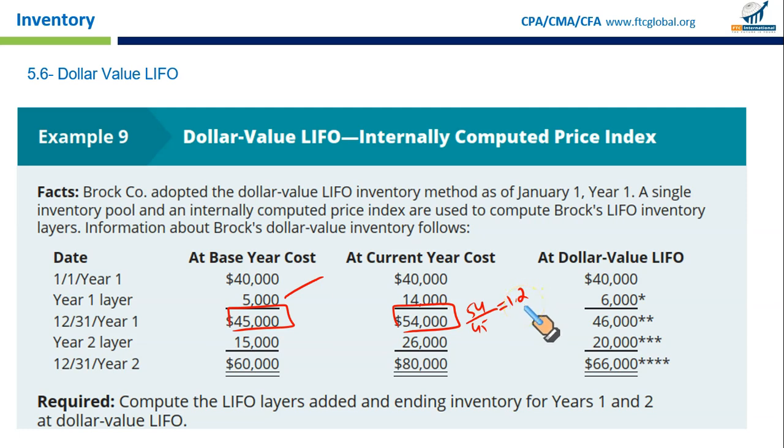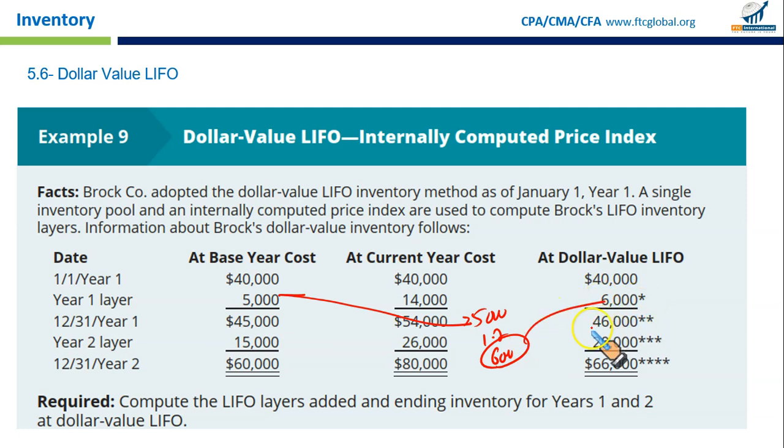So what we're going to do is take this base year layer, 5,000, and multiply it by 1.2, which is 6,000. So we'll add 6,000 to this figure, and that gives you $46,000. $46,000 is the ending inventory: 40,000 existing plus the 6,000 new layer. So this would be the closing stock figure for 31st December year 1.